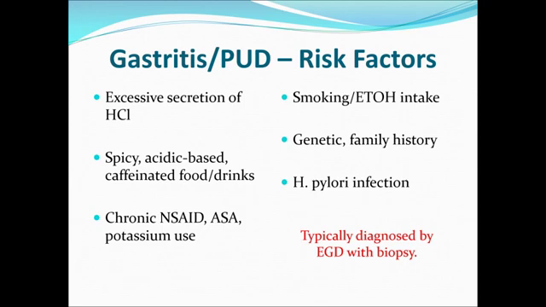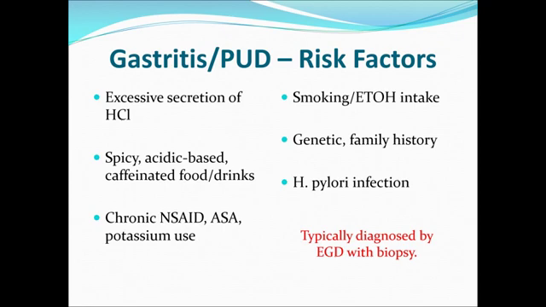Certainly spicy, acidic-based foods, caffeinated foods and drinks, those things can all kind of stimulate that gastric hydrochloric acid. Chronic NSAID use, chronic aspirin therapy, and potassium therapy are all big culprits. Okay, and certainly corticosteroid therapy as well, especially if it's more chronic. So that's why we'll use enteric-coated preparations for the aspirin and also for some of the potassium. That's also why we will give those items with food, okay, to try to minimize that.